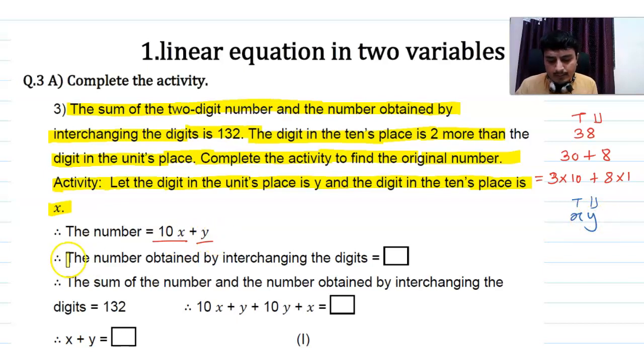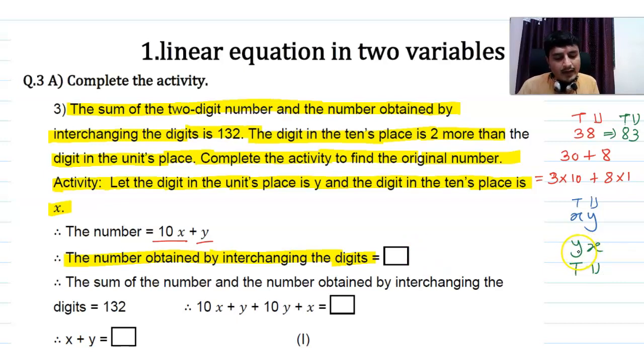Now the number obtained by interchanging the digits is equal to. We have the number xy, and once we interchange the digits, suppose we have 38, once we interchange the digits, we get the number 83. That means now 8 is at the tens place and 3 at the ones place or the unit place. So the same thing, once we assume the two-digit number as xy, the number obtained by interchanging the digits is yx. That means y is now at the tens place and x at the ones or the unit place. So the expansion of the number we have.